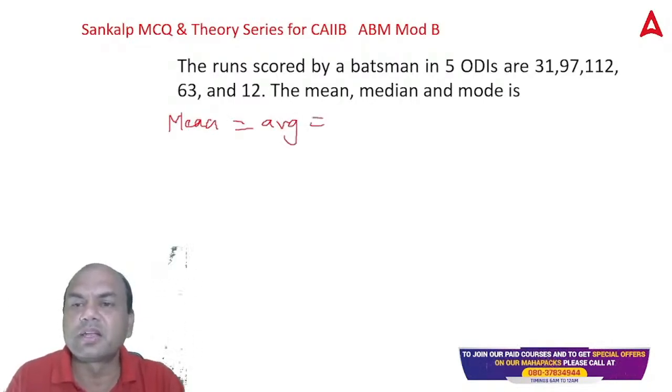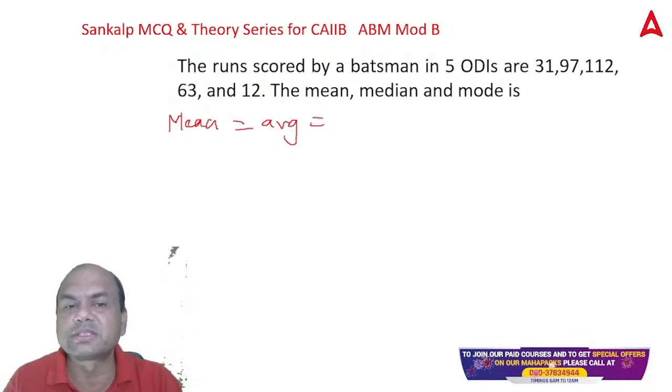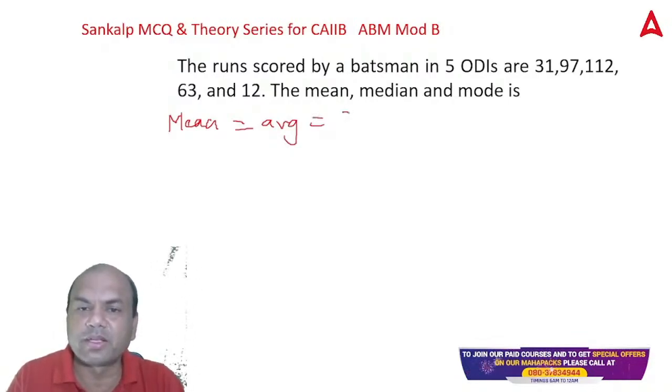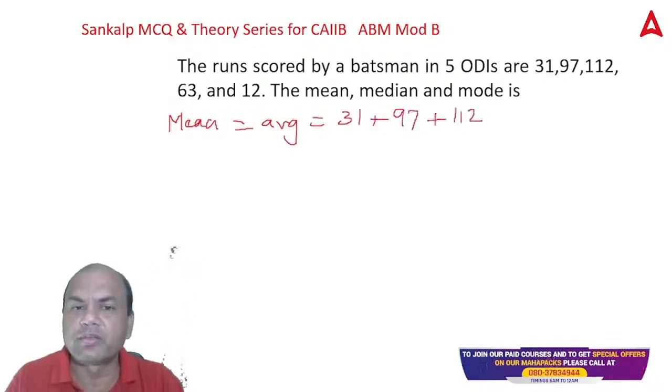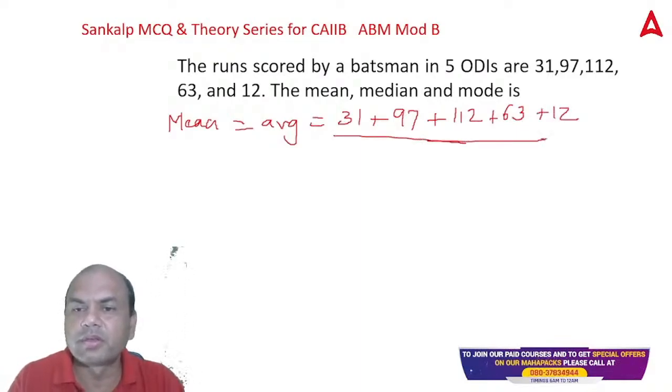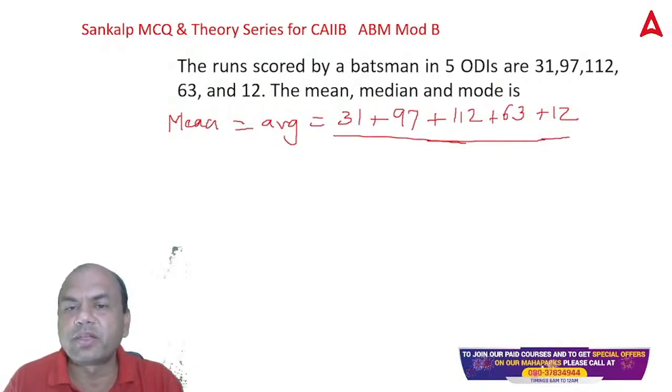Total then. 31 plus 97 plus 112 plus 63 plus 12. Now do it. By the time I write it, you do it, everyone. What is the answer? This total, the whole upon the number of elements, 5. So this will be my mean, whatever that answer is.